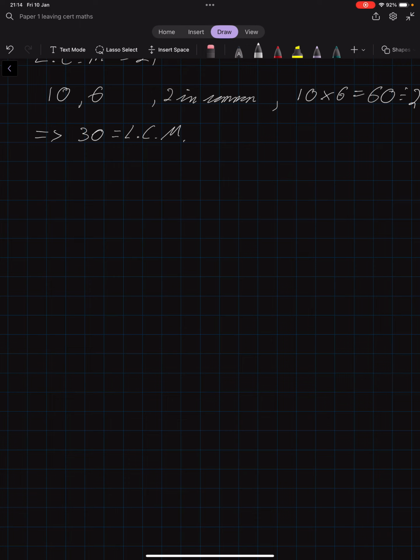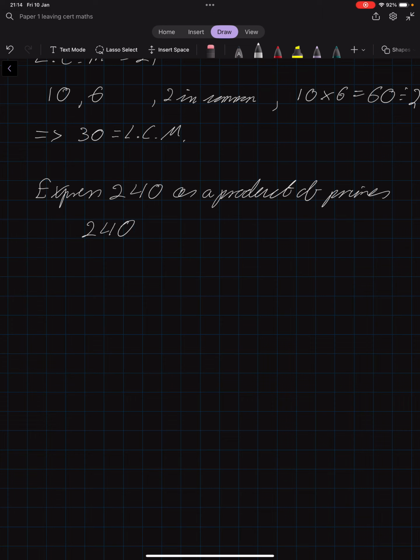Now you can also be asked to express a number as a product of its prime numbers. So if you are asked to express 240 as a product of primes, what you do is you start off with 240 and you divide in. You always start with the lowest prime number and go from there. So the lowest prime is 2. Does 2 go into this? Yes. So you start off with 2.